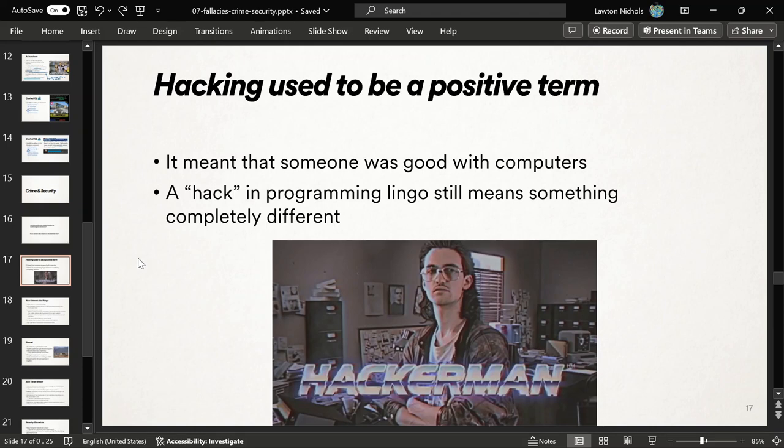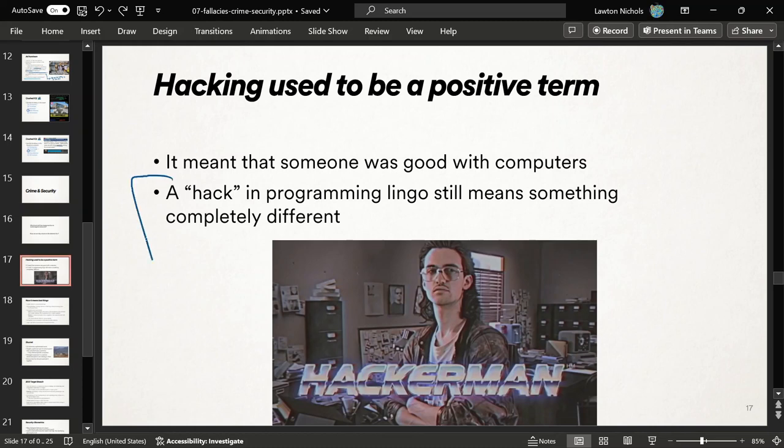So let's talk about the word hacking to begin with. That's a very common case of crime on the internet. A hacker does something. Back in the day, actually, hacking meant a good thing. It was a positive adjective. It just meant that somebody was good with computers if they were a hacker. There was no bad connotation back then.